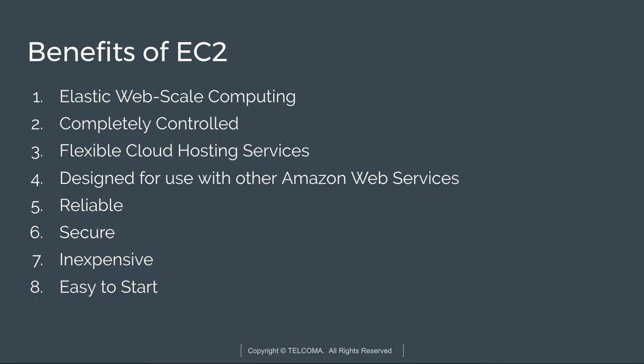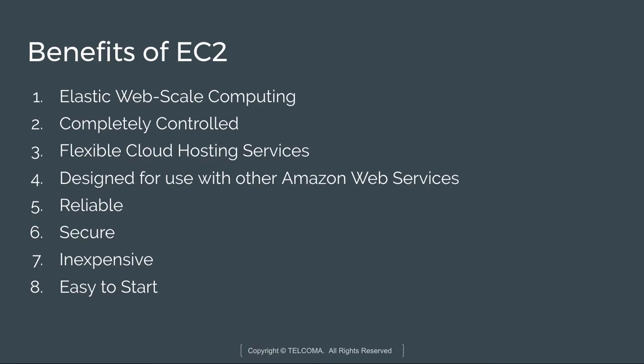Then we have flexible cloud hosting services. We have the choice of multiple instance types, operating systems, and software packages. Amazon EC2 allows you to select a configuration of memory, CPU, instance storage, and boot partition size that is optimal for your choice of operating system and application. For example, your choice of operating system includes Linux or Microsoft Windows Server.